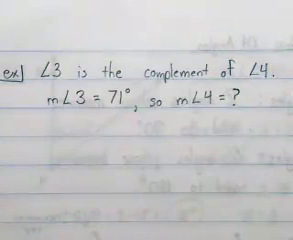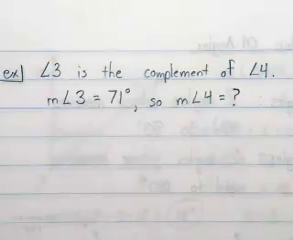Now, the only reason I did this one is because it's just a different kind of verbiage in here. Angle 3 is the complement of angle 4. What that means is angle 3 and angle 4 are complementary together. So this problem is actually not too hard once you consider that fact. I want someone who has not answered anything yet to help us with this one.